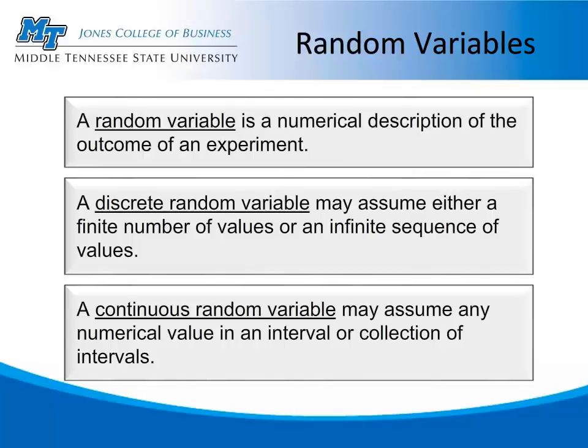An example of something with an infinite sequence would be the number of customers that come into a store. You might have 0, you might have 1, but there's not really any limit on the number of possible customers. After a certain point, though, the probability is going to be 0 in a practical sense. But in the continuous case, you can assume any value that's in an interval. You can also have sets of intervals, a collection of different intervals.